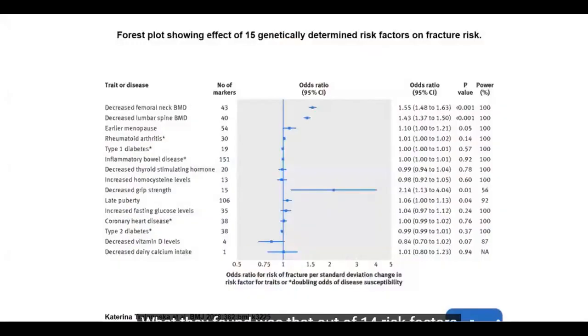What they found was that out of 14 risk factors for fracture, only one, bone mineral density, had strong evidence of causality. Grip strength, a proxy for muscle mass, had weak evidence of causality. Remember, they are not saying that these other things aren't associated with fracture. They are saying that changing the other things won't change the rate of fracture. So we get a ton of information from this study. It suggests that, for example, while those who have earlier menopause are more likely to have a fracture, delaying menopause is unlikely to make a difference in the fracture rate.